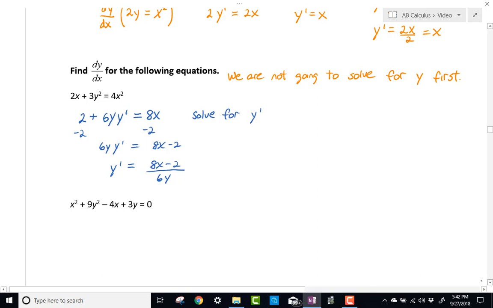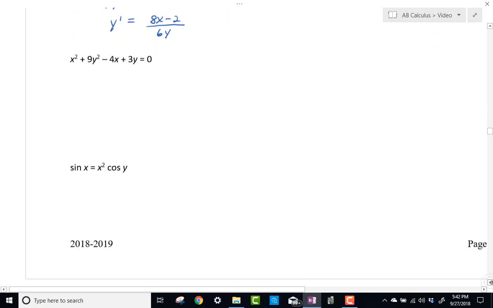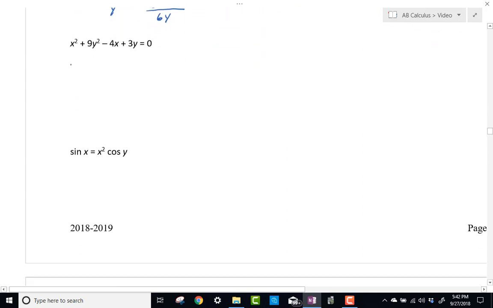All right? A lot easier than trying to take the derivative by solving for y first. All right? Look at the next one. All right? So the first part's easy. The derivative of x squared we know is 2x. But here's where, again, it gets a little bit tricky, because when I take the derivative of 9y squared, I've got to use my power rule first. So the derivative of 9y squared is 18y, and then I have to take the derivative of y, which is y prime.